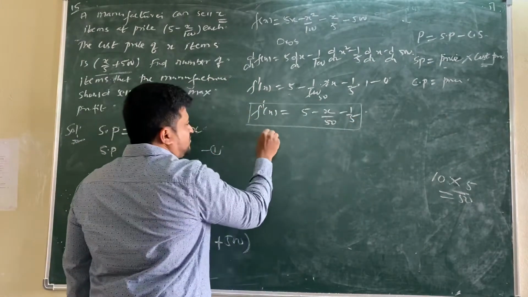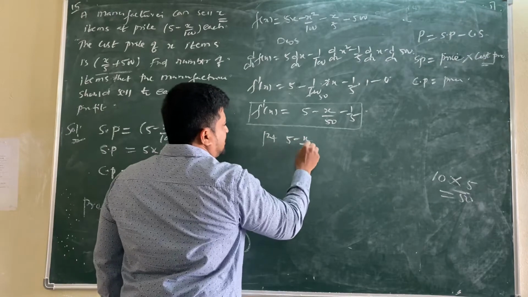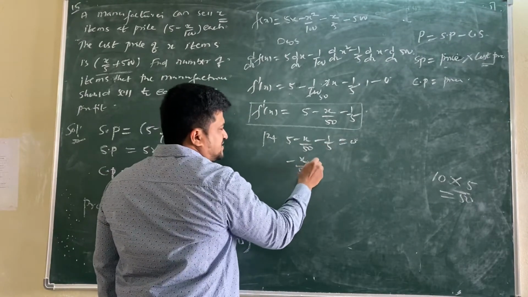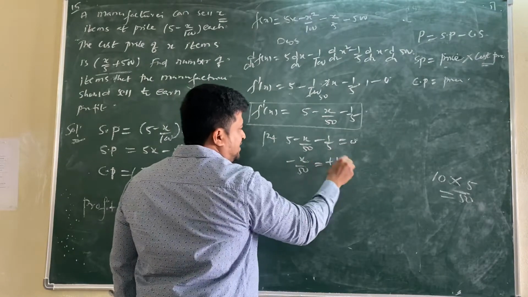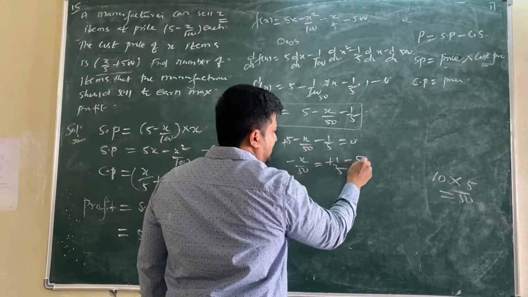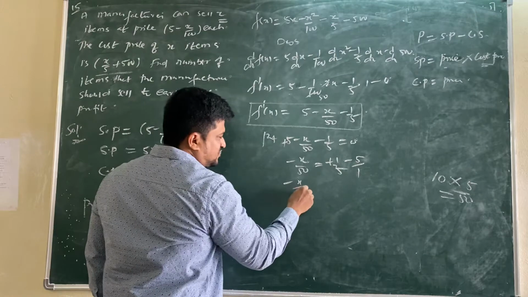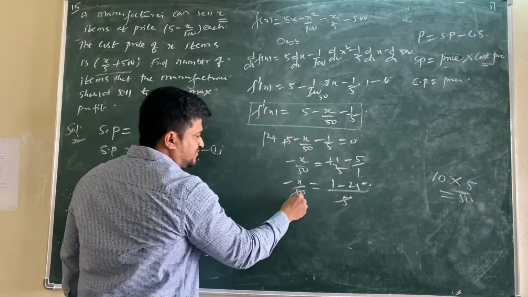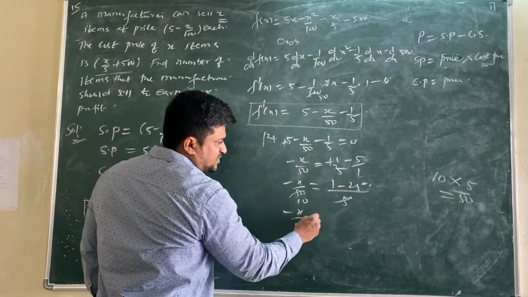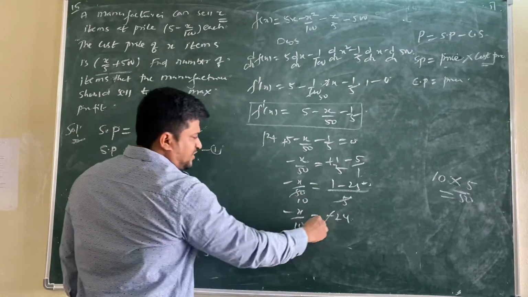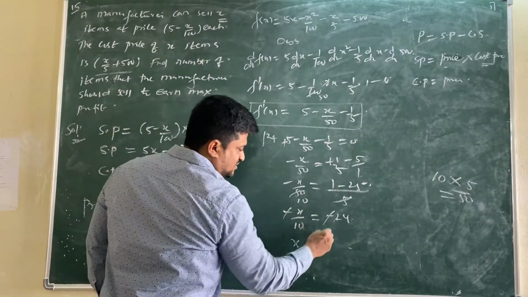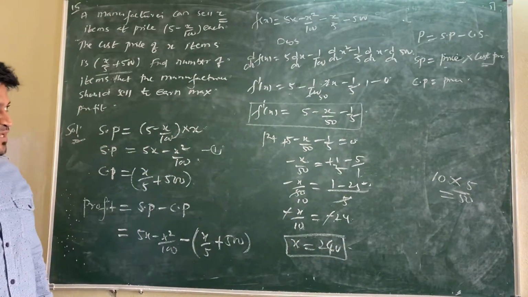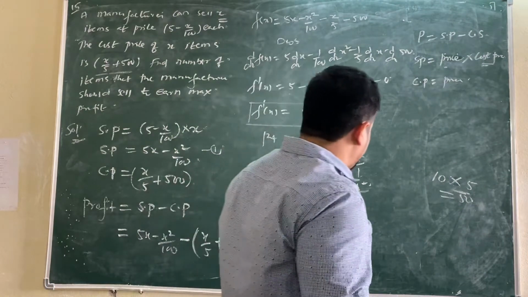Then what we do? Put f dash of x equal to 0. Send the terms which do not have x to the right side. Plus 1 by 5, 5 goes that side becomes minus 5. So we'll simplify this. 1 minus 25, minus x by 10 equals to minus 24. If we cancel the minus sign, x equals to 240 by cross multiplication. Once we got this x value, what we'll do?